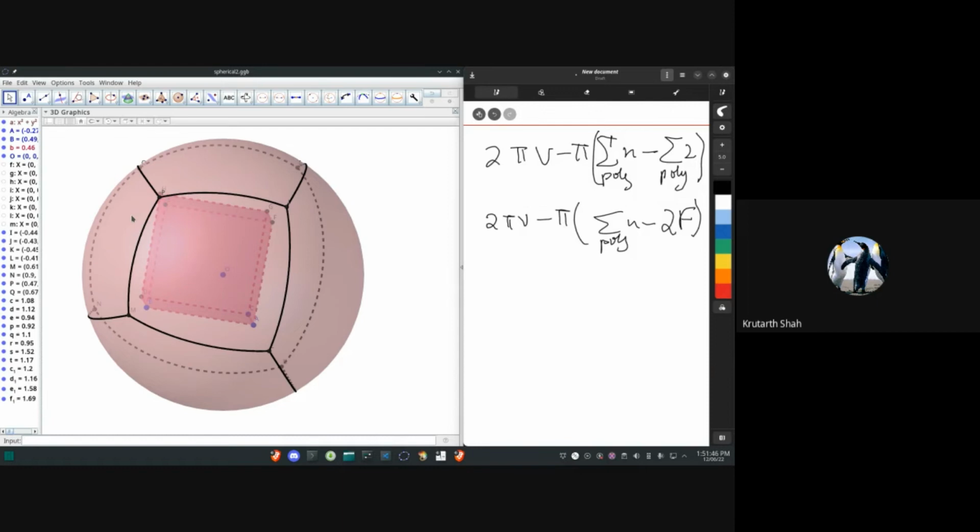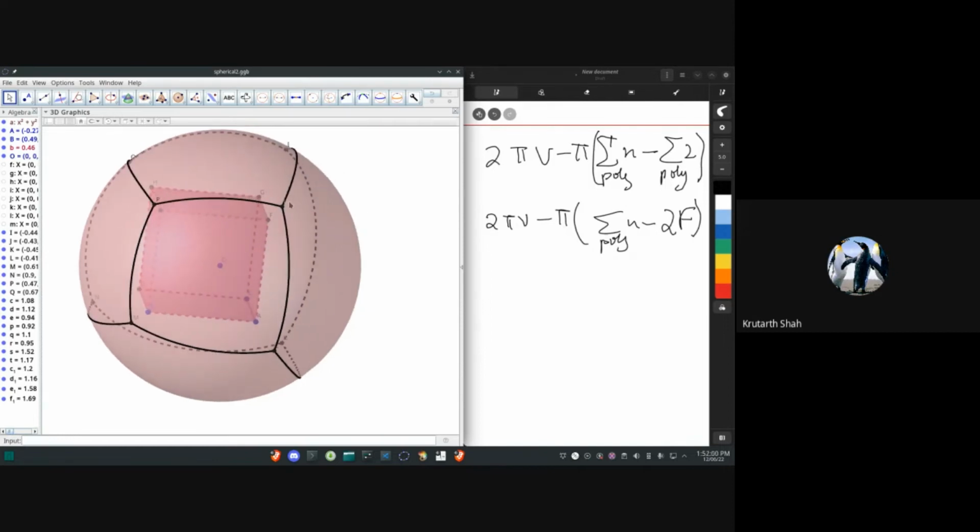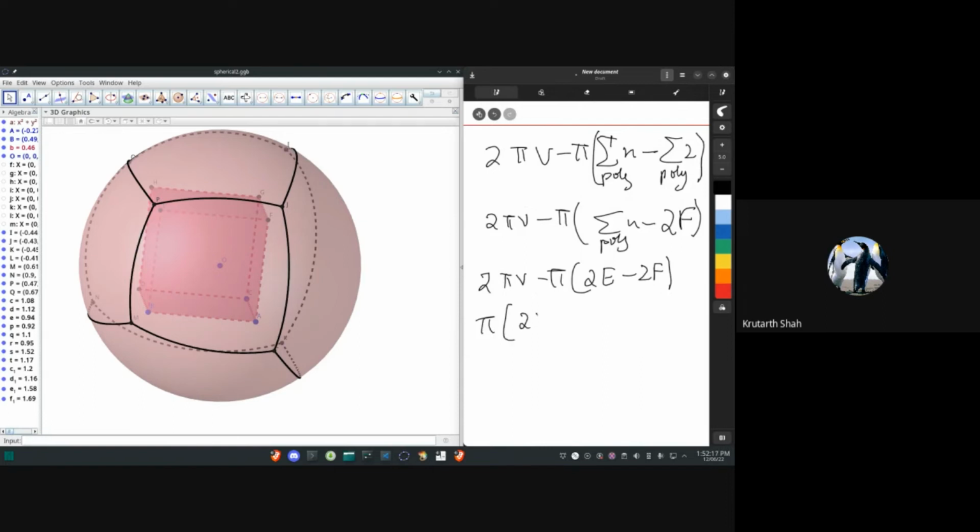And by definition, an edge is part of 2 faces. So when we add up across all the polygons, pi will get counted twice for each edge. So 2 times the edges minus 2f, because each edge gets counted twice across every polygon. So just rewriting this, we get 2 pi times v plus f minus e.